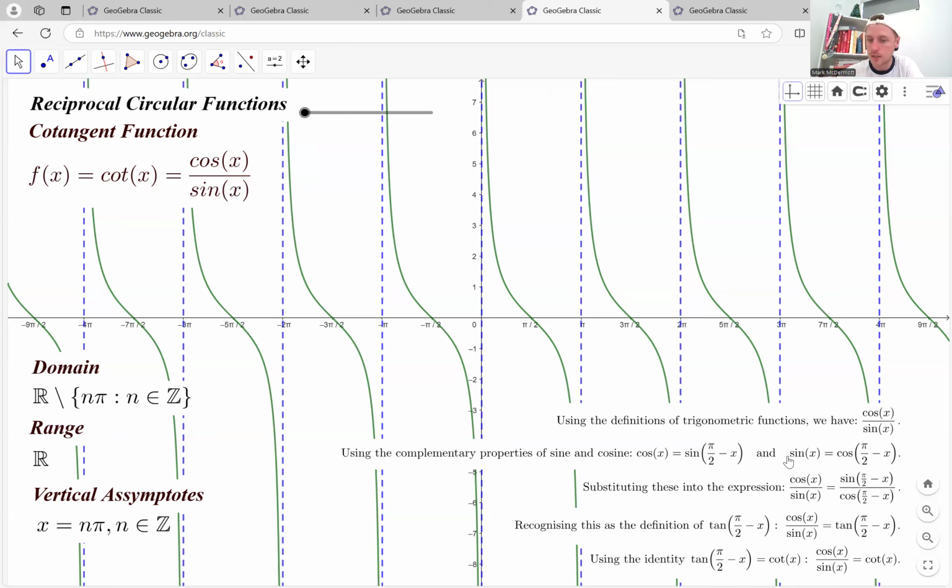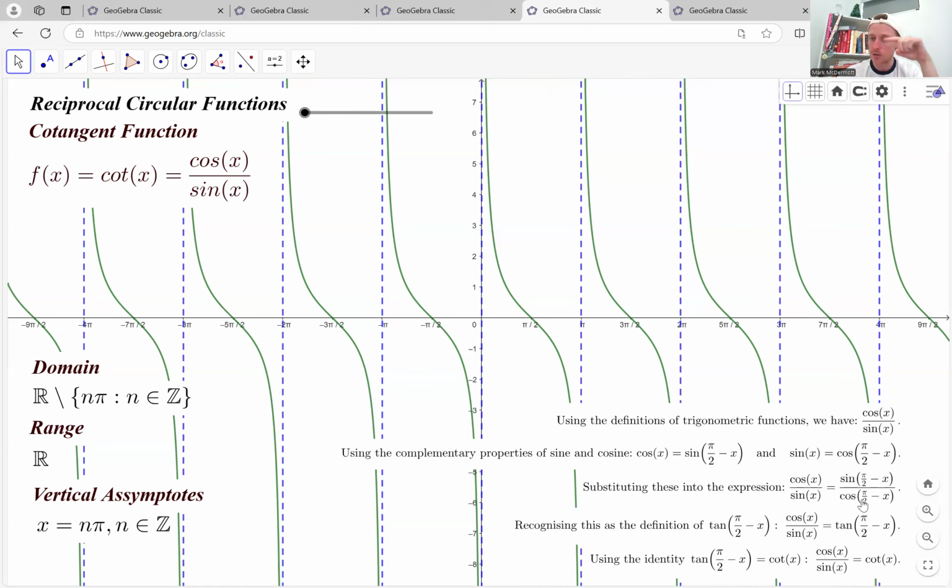And similarly, here, if you reflect cosine of x in the y-axis and shift it pi on 2 to the right, you get sine of x. So that's a very interesting sort of symmetry property of cos x and sine x. And we're actually going to use that to show what the cotangent function can also be equal to. So what we do is we take this and substitute in these properties. So we get cos x on sine x equals sine of pi on 2 minus x over cos of pi on 2 minus x.